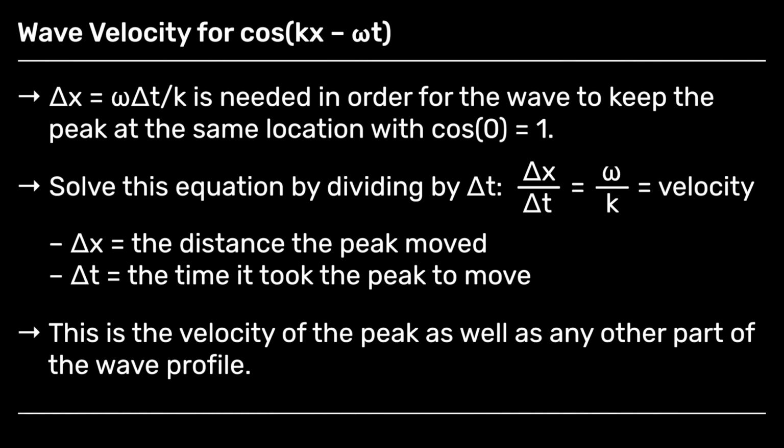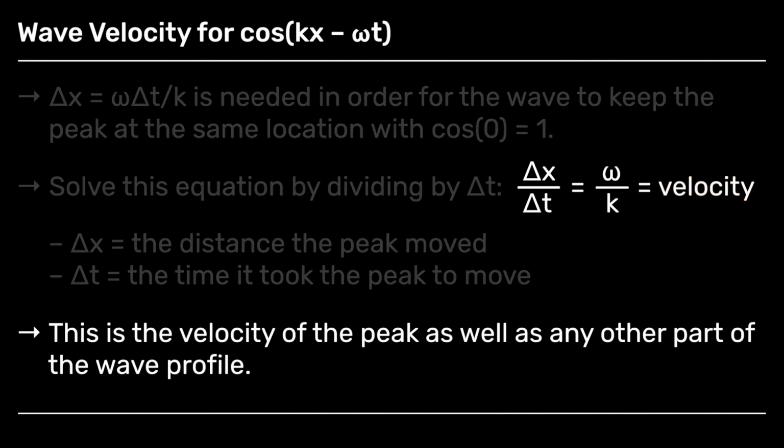We can solve this equation by dividing both sides by delta t, and we find that delta x, the distance that the peak has moved, divided by delta t, the time it took for the peak to move, is simply omega divided by k. This must be the velocity of the peak, or for that matter, the velocity of any part of the wave profile.